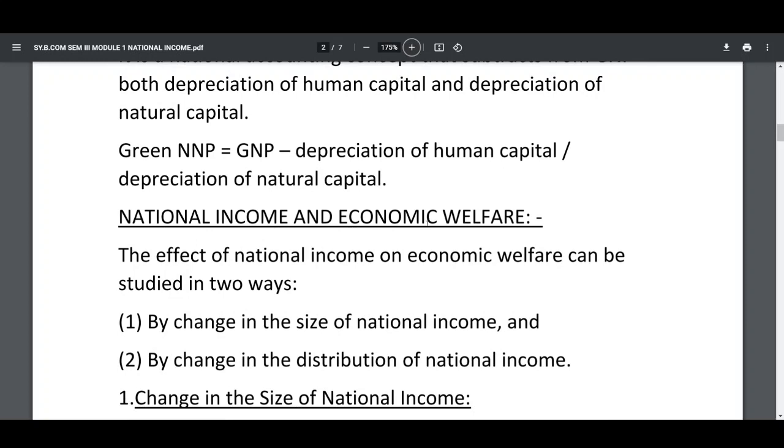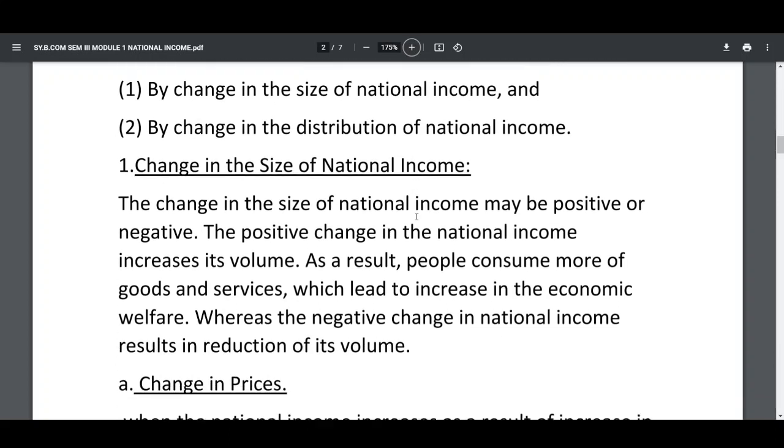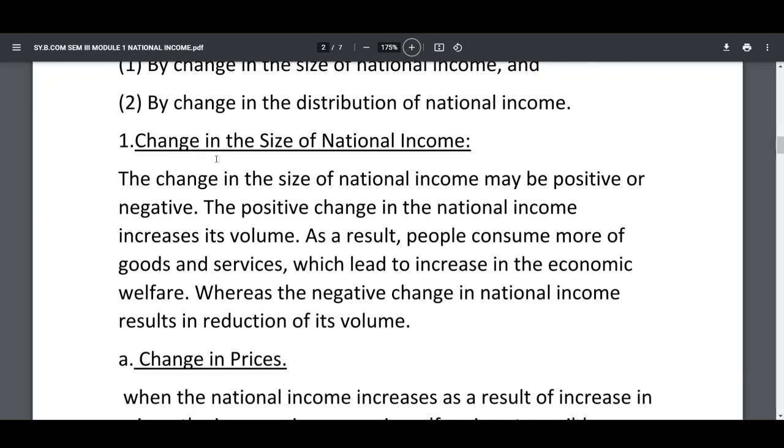National income and economic welfare. The effect of national income on economic welfare can be studied in two ways. One, by change in the size of national income, and second, by change in the distribution of national income. First, change in the size of national income. The change in the size of national income may be positive or negative.